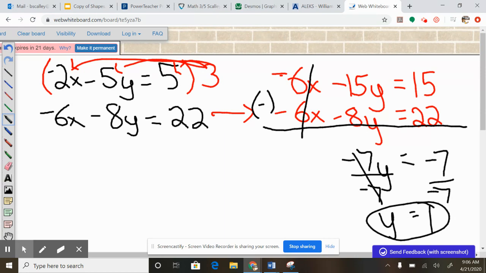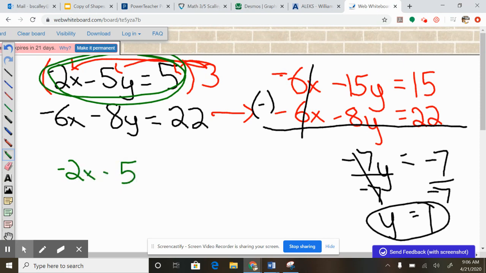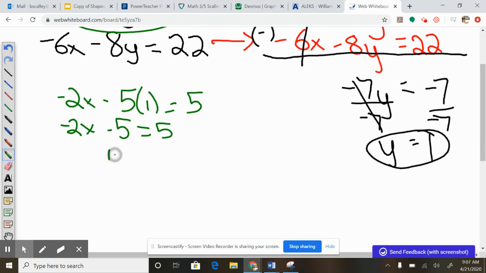I have to then go back to one of my original equations and plug in 1 for y. I'm thinking I'm going to go with this top equation before I multiplied it by the 3, the original -2x minus 5, since I can plug in 1 for y, equals 5. So that would be -2x minus 5 equals 5. I can add 5 on both sides, which will give me -2x equals 10.